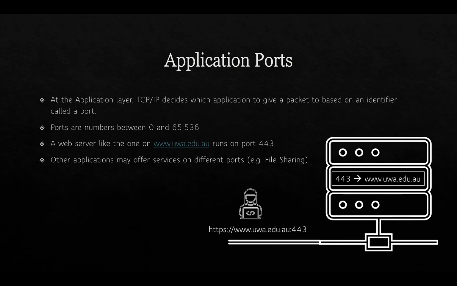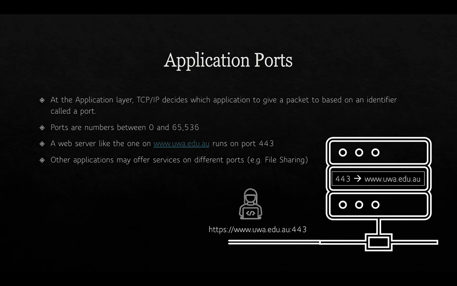At the application layer, TCP/IP decides what application to give a packet to based on an identifier called a port. A port is a number between 0 and 65,536, and it's allocated to applications that are running on a computer that are communicating via a network. So a web server, for example, will be running on port 443, which is essentially the standard port for secure communications over TLS or SSL.